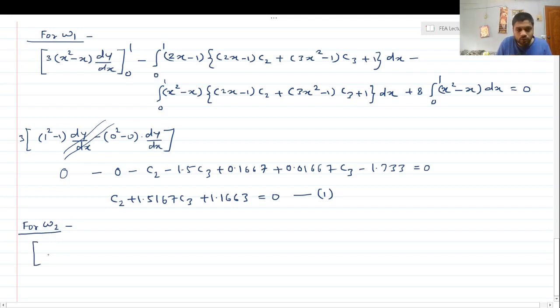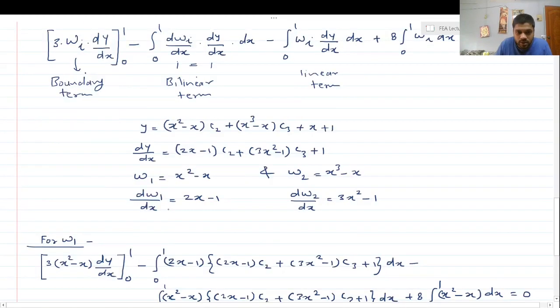I know that for W2 as well, let me just write it first and then I will explain. x cube minus x dy by dx within the limit 0 to 1. Now I very well know that this term is also going to give me 0 because these terms only involve x. So the upper limit, 1 minus 1 is 0, and the lower limit, 0 minus 0 is 0. This term is eventually going to give me answer as 0. That is very clear to me. Minus 0 to 1. I will have to use 3x square minus 1 now.